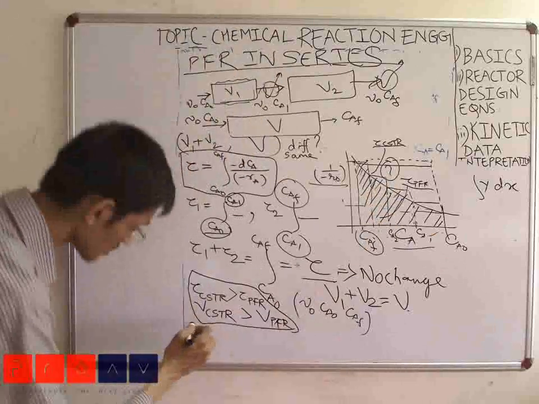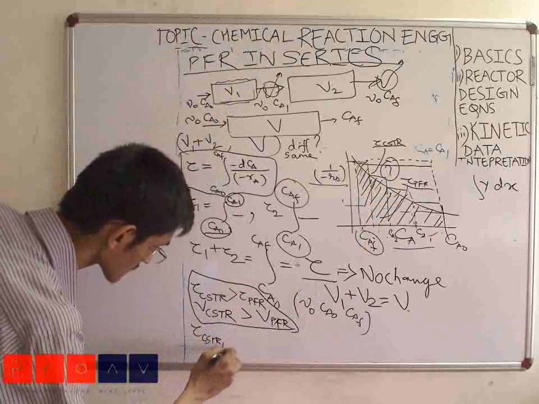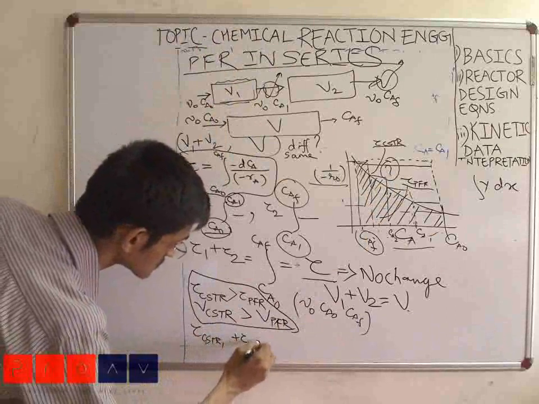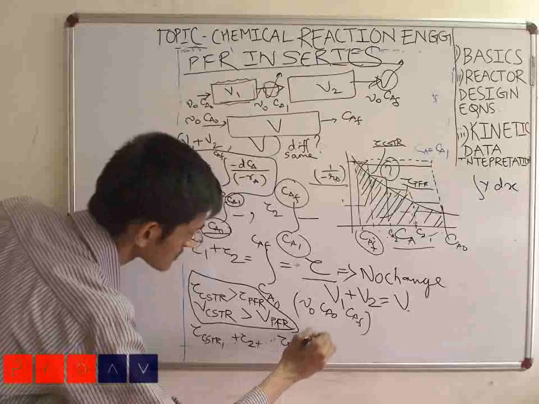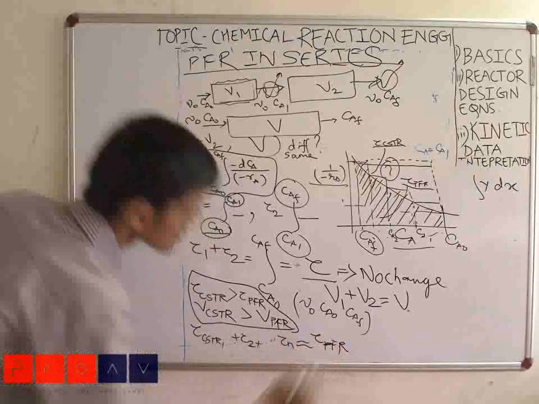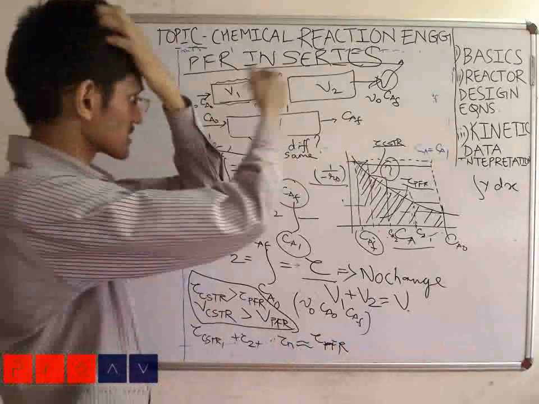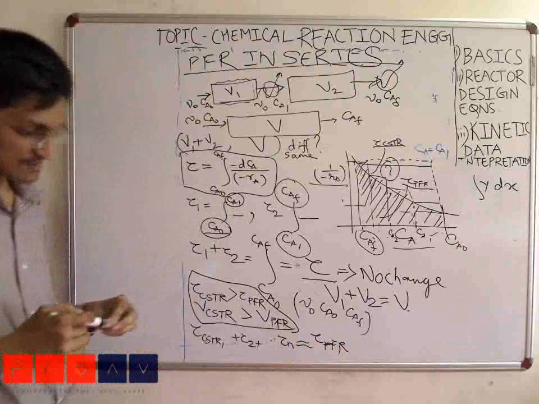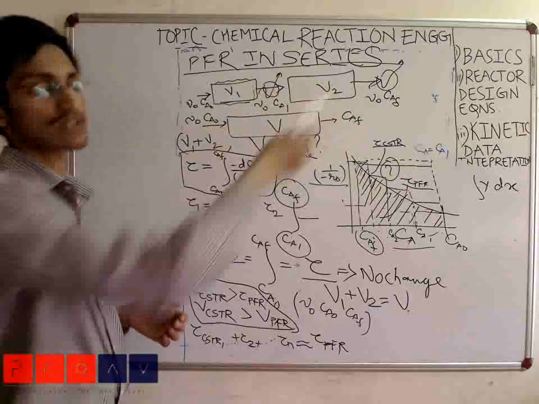So tau of CSTRs in series, tau 1 plus tau 2 up to tau N, more or less approximates tau of PFR. But there would be additional fixed cost with respect to the reactors as well as operating cost. So depending on the circumstances, we need to decide whether to go for a single reactor or more than one reactor.